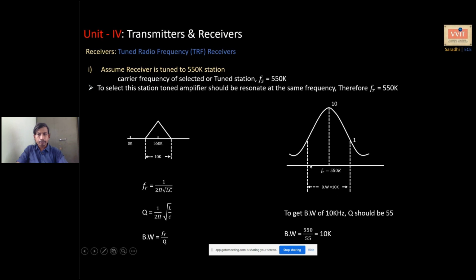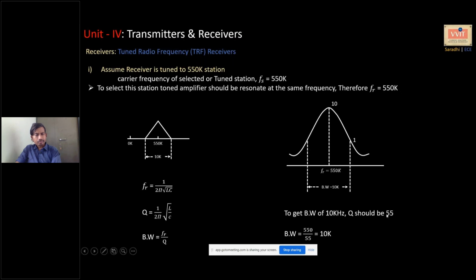So the tuned amplifier's spectral characteristics should be like this: high gain at FR and gain decreasing, and the gain should become negligibly small beyond this 10 kilohertz of bandwidth. To get this kind of tuned amplifier, what Q value are we looking for? In order to keep the bandwidth equal to 10 kilohertz, Q should be equal to 55 because FR is 550. So the Q required in this scenario is 55.